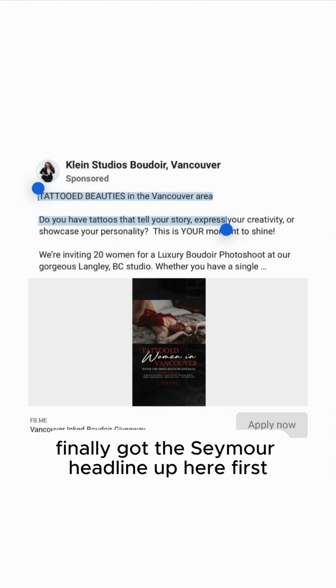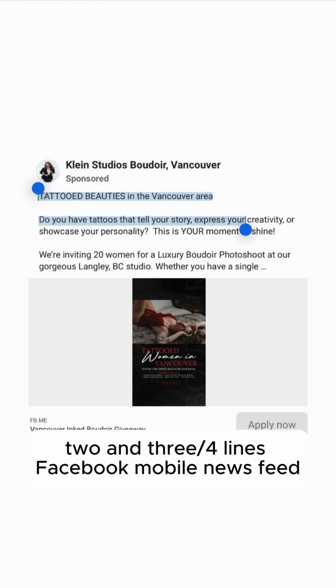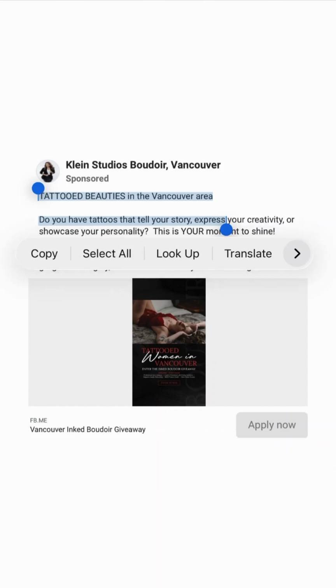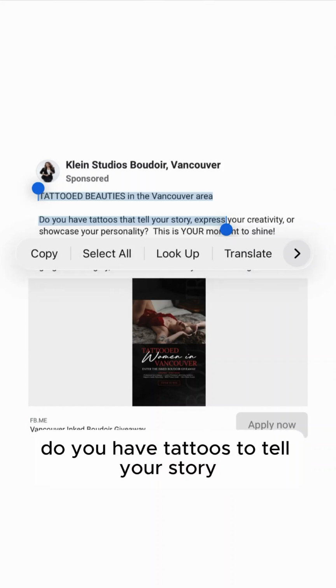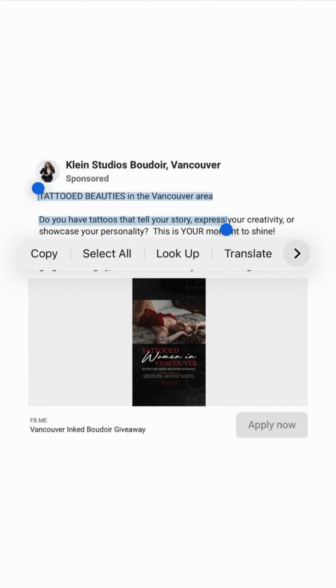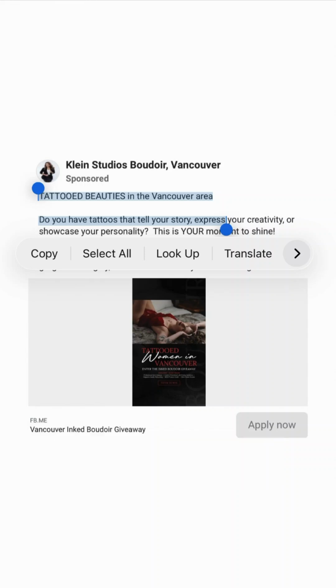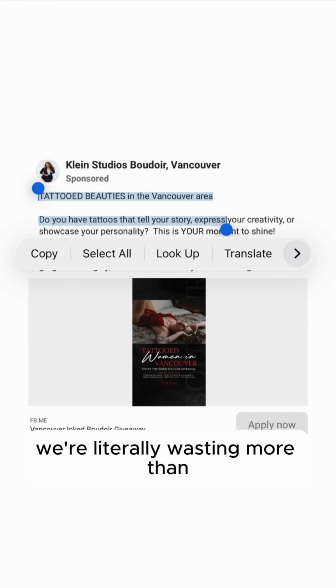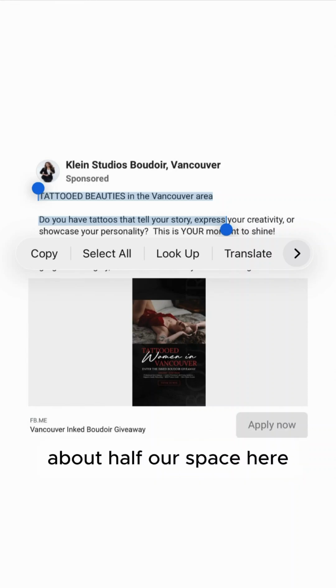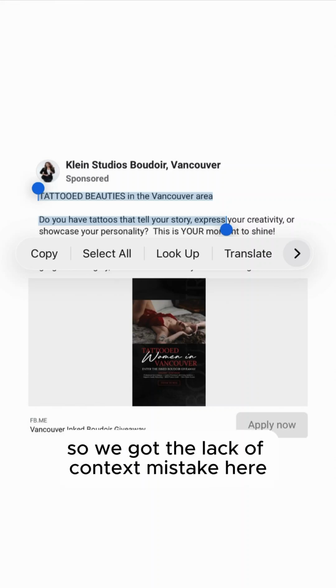Finally, got the see more headline up here. First 2 3/4 lines, Facebook mobile news feed. Tattooed beauties in the Vancouver area. Do you have tattoos that tell your story? All right, that is nice and specific, but we're literally wasting more than about half our space here because it's blank. So we have the lack of context mistake here.